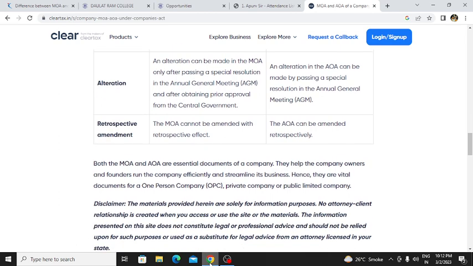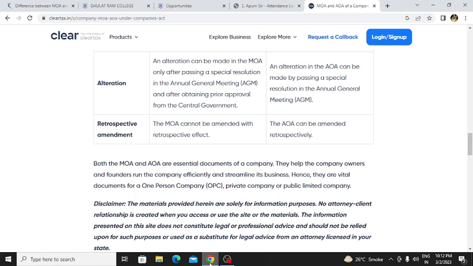Alteration. So we can alter the MOA in special circumstances, and alteration in the MOA can be made only after passing a special resolution, as I said, in special circumstances in the AGM, after obtaining prior approval from the Central Government. Once you get approval from the Central Government, then you can alter it, on a yearly basis and in an AGM by passing a special resolution, right?